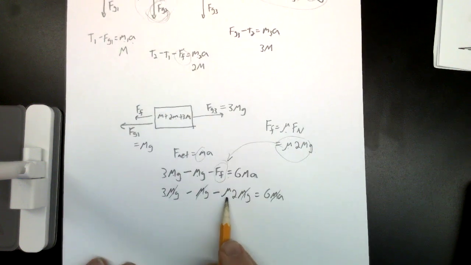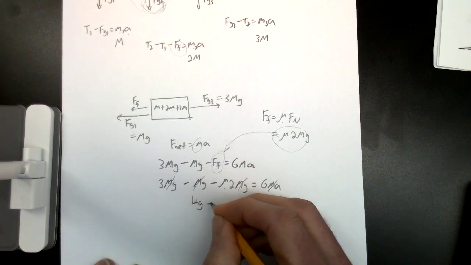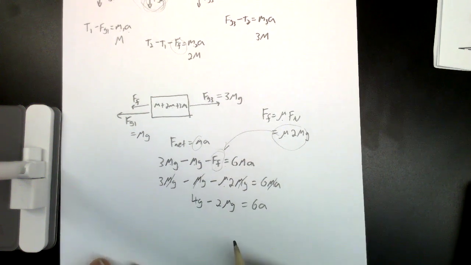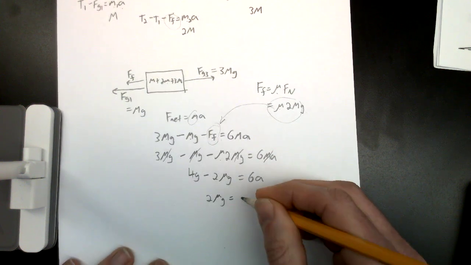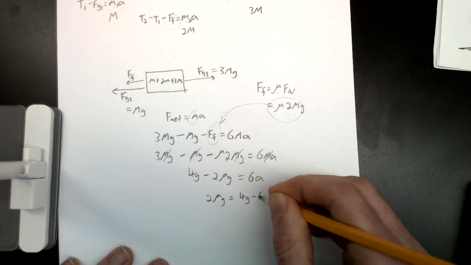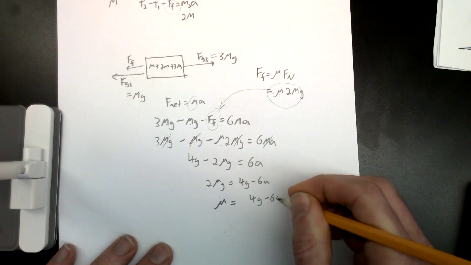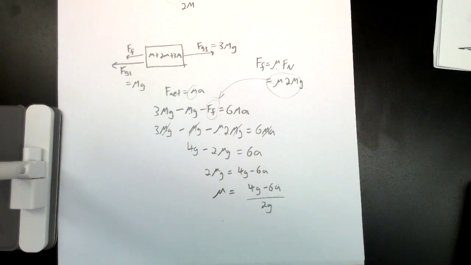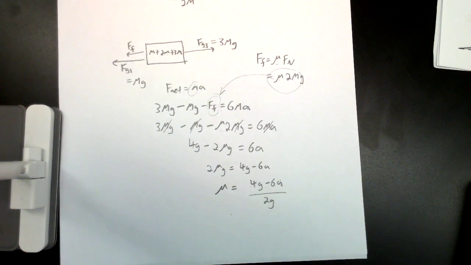And then I just have to solve this for mu, which isn't really too big of a deal. That's going to give me 4g minus 2 mu g equals 6a. Then I could say that 2 mu g equals 4g minus 6a, and mu is going to equal 4g minus 6a all over 2g. And then those are just numbers that I can stick in. A was given in the problem, we know g, and obviously 4 and 2. So I'll leave you all to actually do the calculation if you want to, but this is the way we should solve it. All right, there you go.